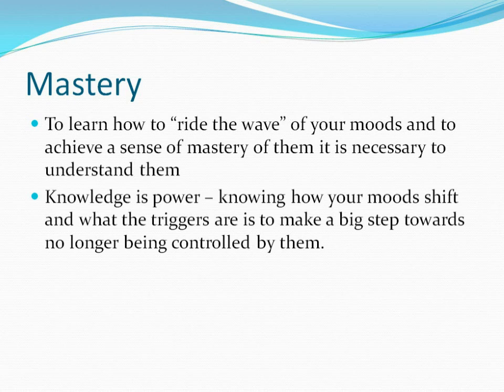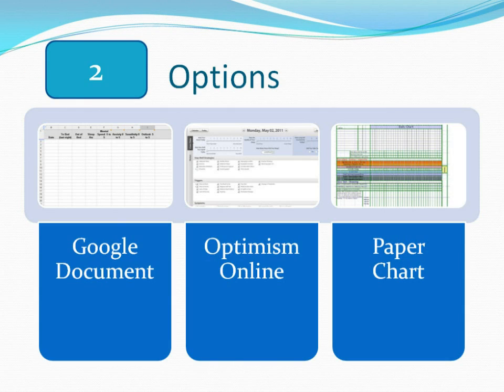And ultimately, our goal in all of this is to have you learn the skills and to have you learn how your mood responds to different events and to interventions. So again, knowledge is power. Knowing how your mood shifts and what the triggers are is making a big step towards no longer being controlled by them. There are a lot of options for charting mood, and we're just going to focus on three of them, but there could be many, many more.